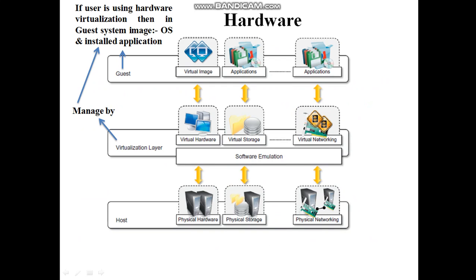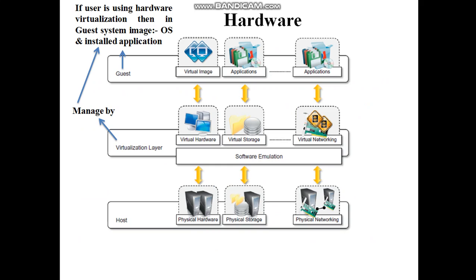This is hardware virtualization. This is a diagram. Virtualization is nothing but, if a user wants a hardware that is not available on their own system, they use that hardware virtually. If the user is using hardware virtualization, then a guest system image is there. The guest system image contains the OS and the installed applications.